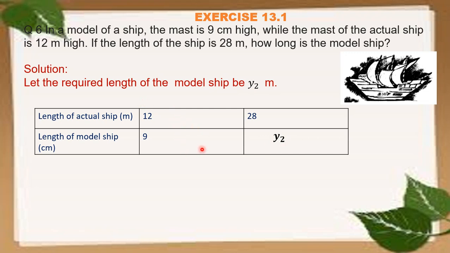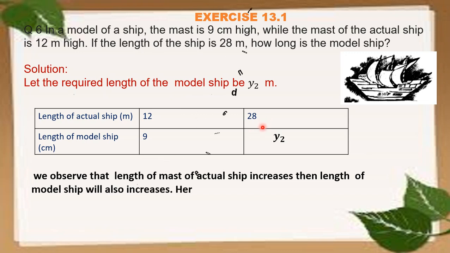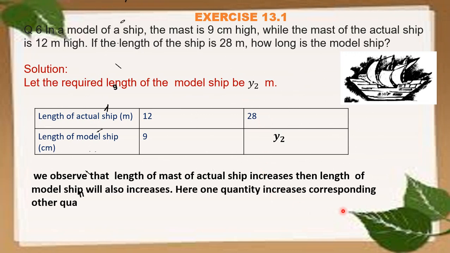Now here we get by this table that length of the mast of actual ship increases, then the length of the model ship will also increase. So here this problem is of direct proportion, as one quantity increases corresponding to other quantity is also increasing.